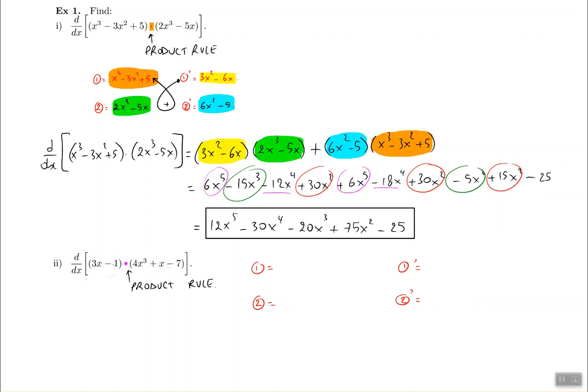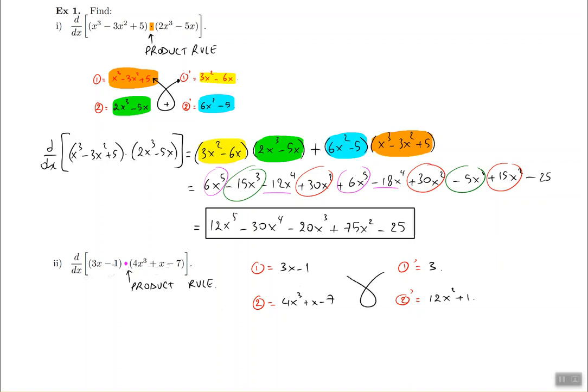So again, the first function is the 3x minus 1. It's whatever comes before the multiplication. The second is going to be the 4x cubed plus x minus 7. That's whatever comes after the product. And the derivatives of each one of them will be 3 and 12x squared plus 1. So at this point, I'm just using the rules from section 1.5 to do this setup.